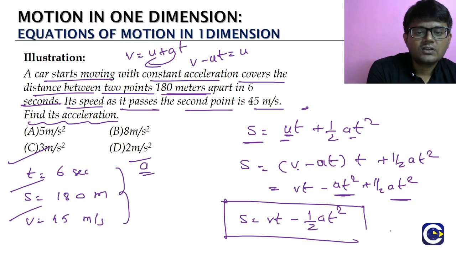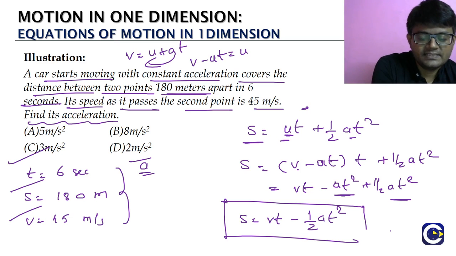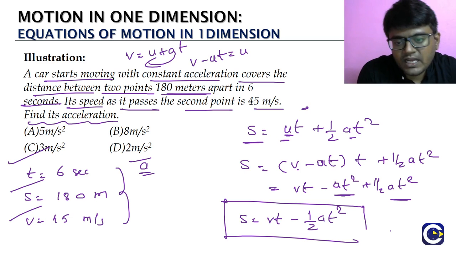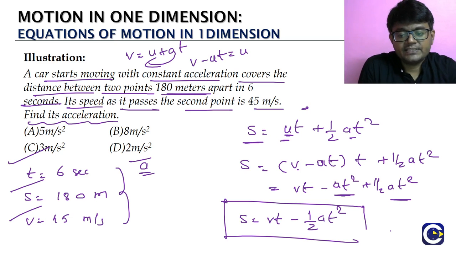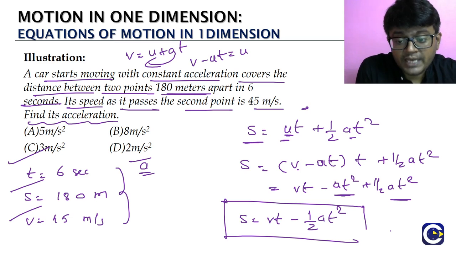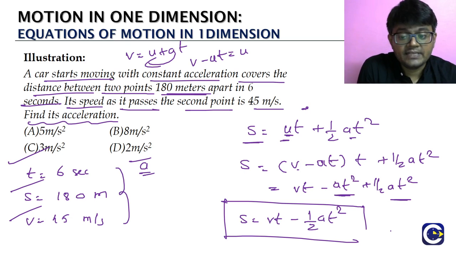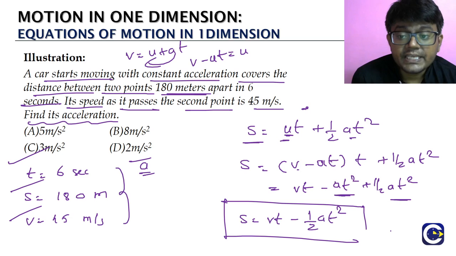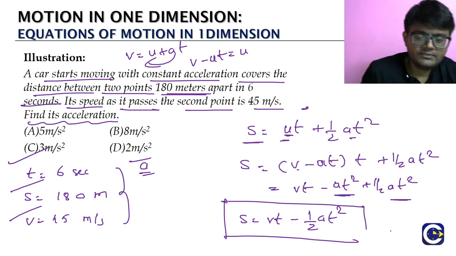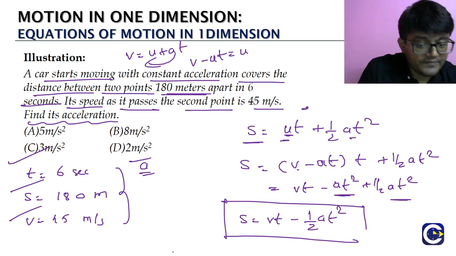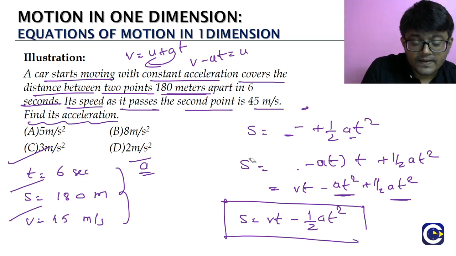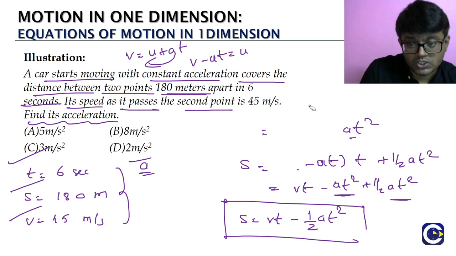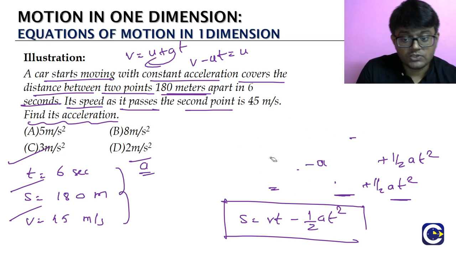The reason we are not counting it as an equation of motion is that it is a modification of the displacement equation. Generally we represent displacement in terms of initial velocity, time and acceleration. But we can also have a displacement formula in terms of final velocity, acceleration and time: S is equal to Vt minus half at square. We can make a note of this equation. This is also an important equation that we can use while solving problems.